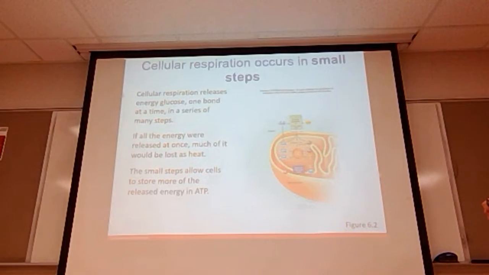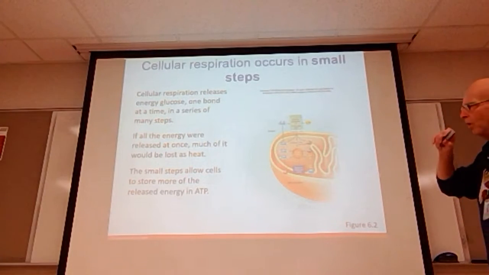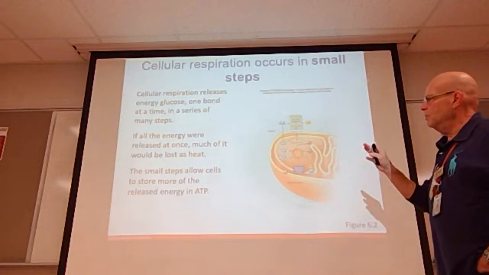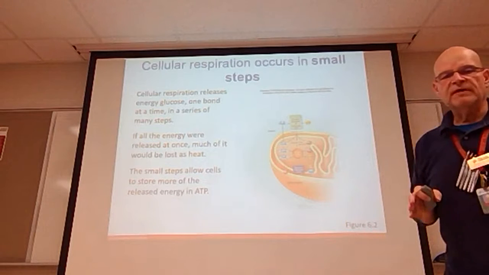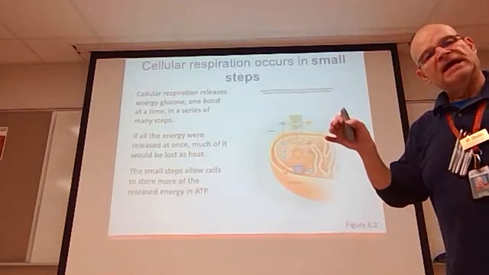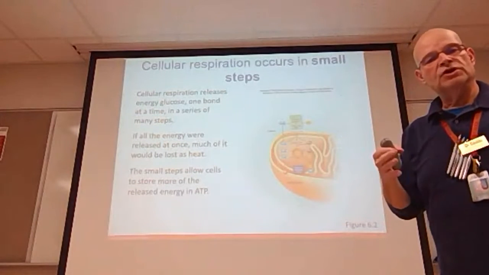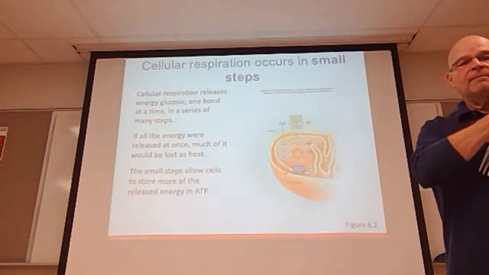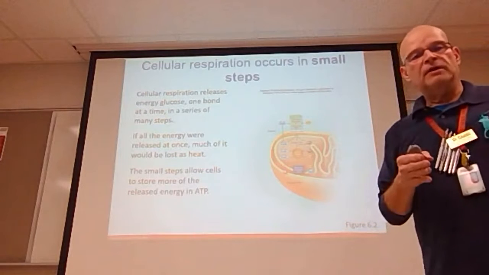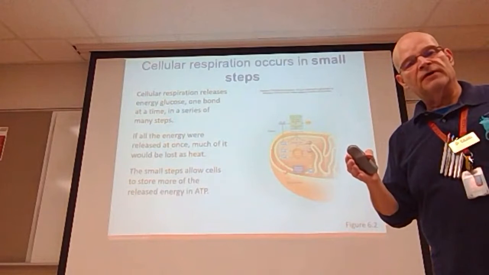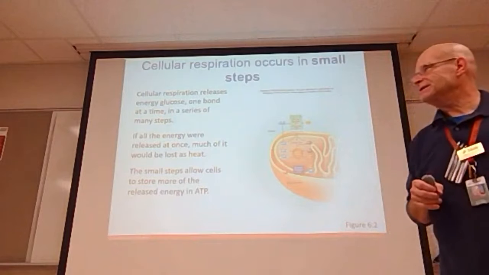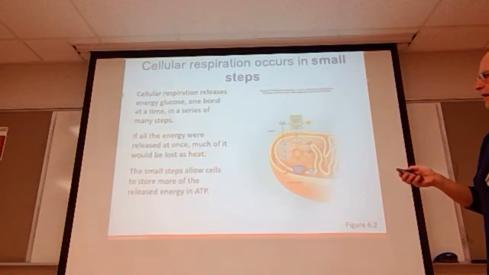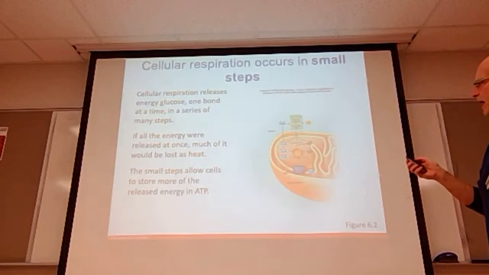Cellular respiration releases energy from glucose, one bond at a time, in a series of many steps. If all of the energy were released at once, most of it would be lost as heat. So by taking a little bit of energy at a time, we reduce the heat loss. Remember, from way back at the beginning of the semester, every time energy is converted from one source to another, some of that energy is lost as heat. Small steps allow cells to store more of the energy as ATP.